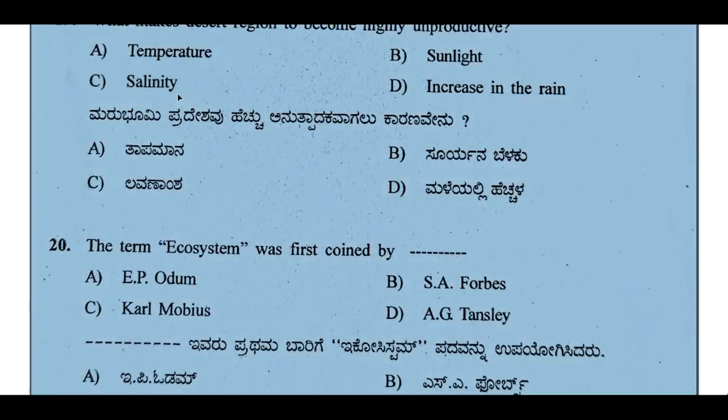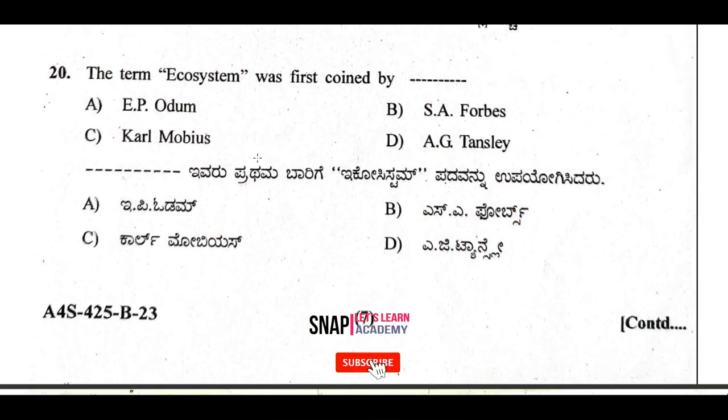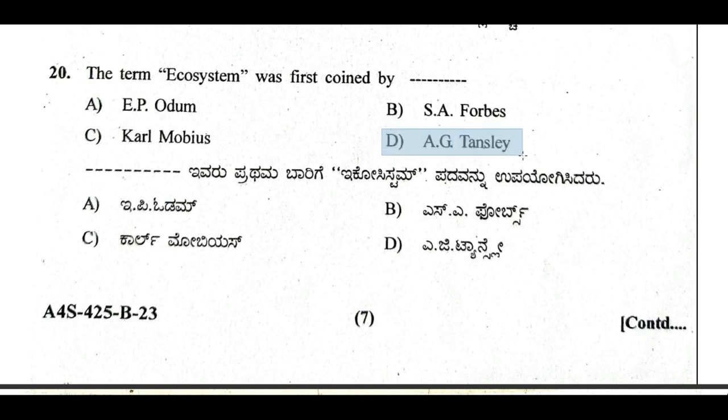Question number 20. The term ecosystem was first coined by, option A, E.P. Odum; option B, S.A. Forbes; option C, Carl Mobius; or option D, A.G. Tansley? So the right option is option D, A.G. Tansley, Sir Arthur G. Tansley, in 1935.